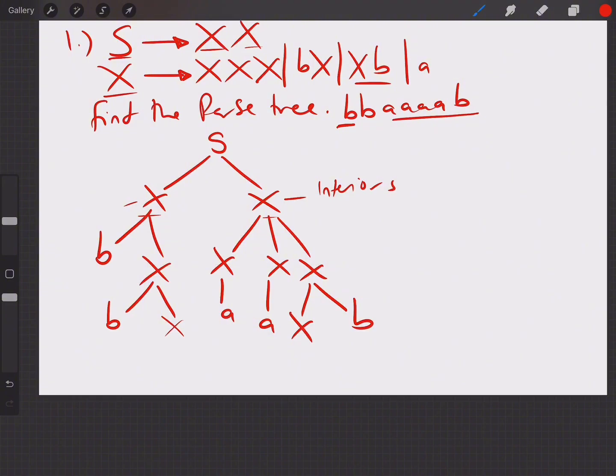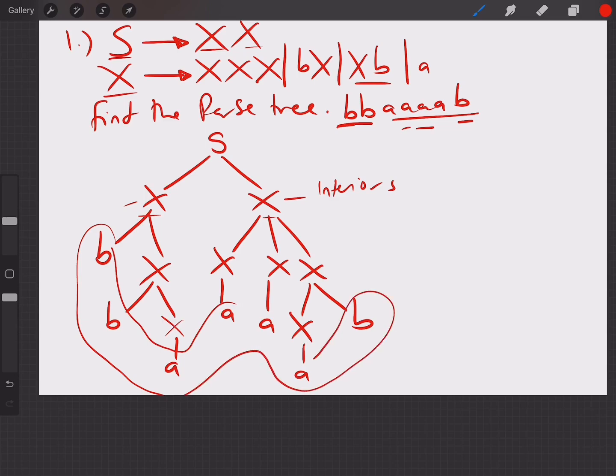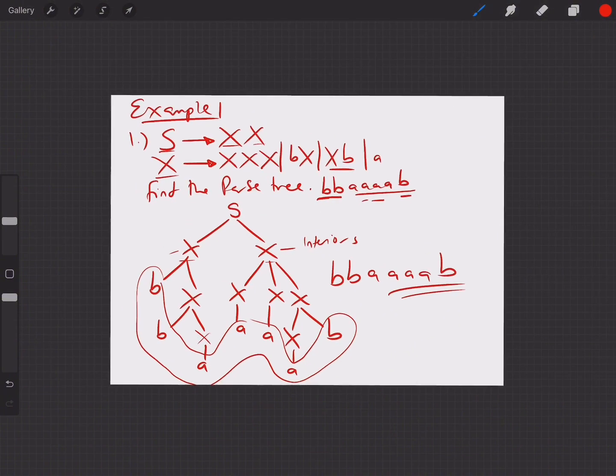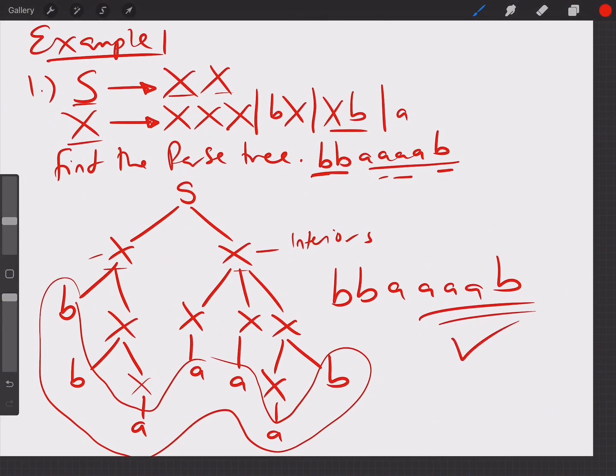So what do we have left? We have these figured out. We are missing two A's. So what do we do? A here, A here. What does this give? So we are ignoring the interior nodes. All we want is this. And what does that give us? That gives us B, B, A, B. So that is the tree. It doesn't look like a tree very much, but yeah.